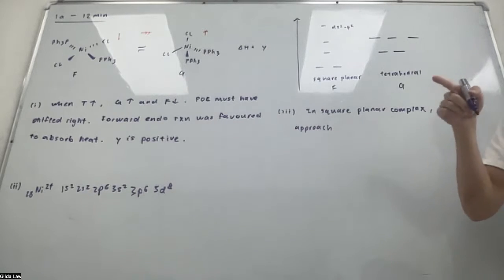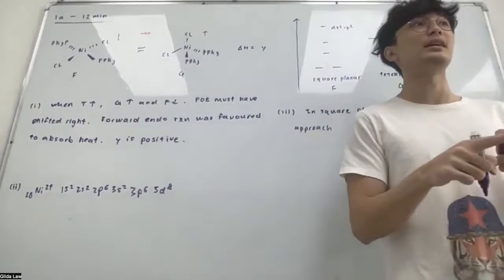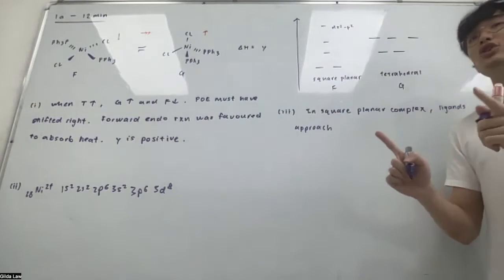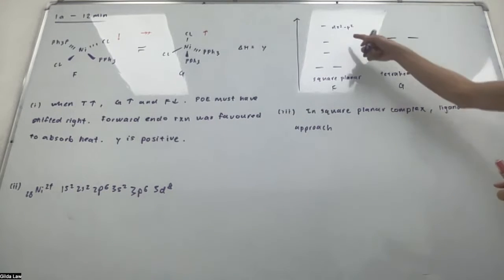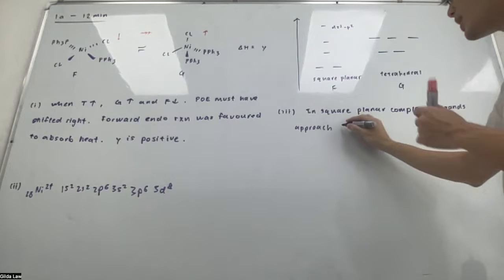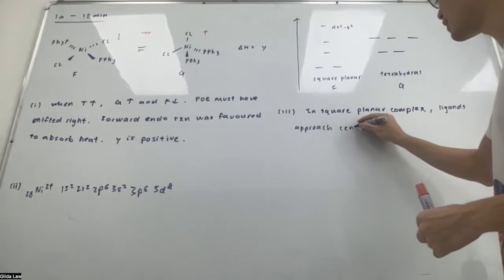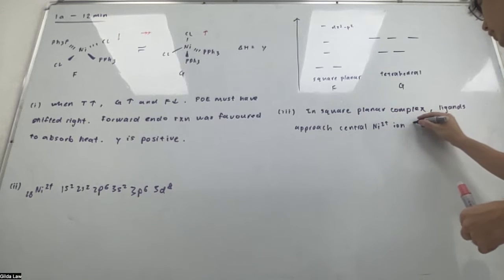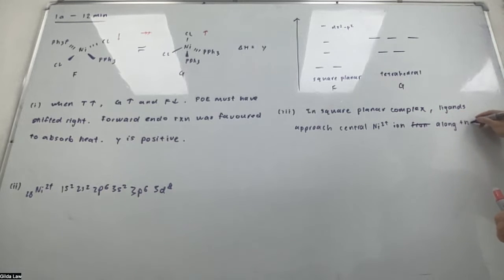Okay, so guys, when you say ligands approach the axis, it implies ligands approaching from all axes. All axes is for octahedral shape, but for square planar shape, it only specifically approaches along the x and y axis, which coincides directly with your dx square y square. So you must tell me that as well in the first part of your question. Ligands approach the central nickel 2+ ion from or along the x and y axis.